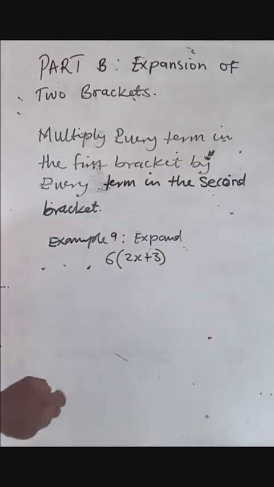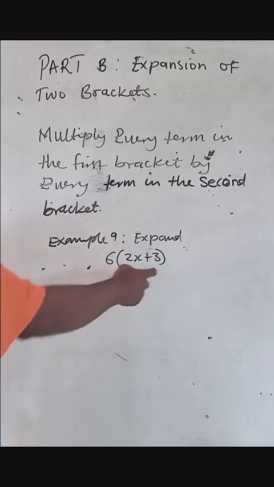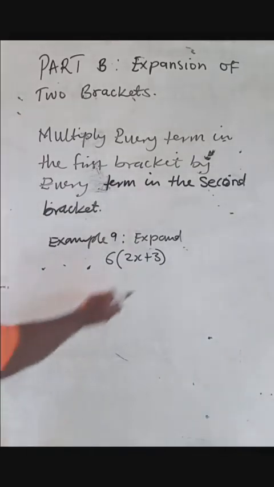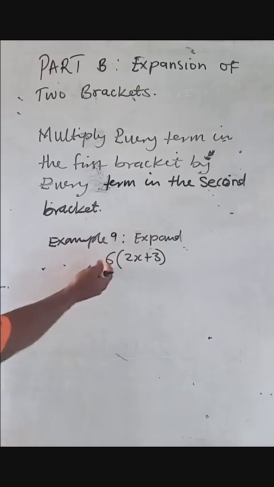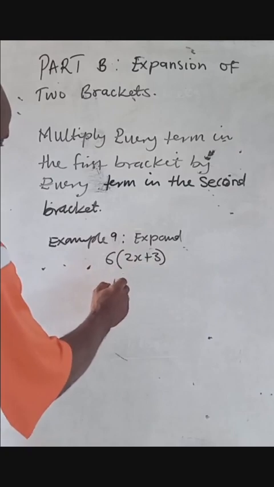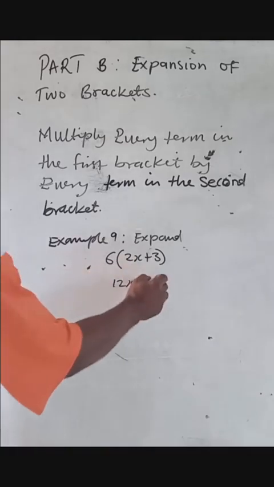Example 9. Pause the video again at this point and try to see if you can expand this expression by removing the bracket. Now to expand this expression, you use 6 to multiply each term in the bracket. Therefore, 6 multiplied by 2x is 12x, plus 6 multiplied by 3, 18.